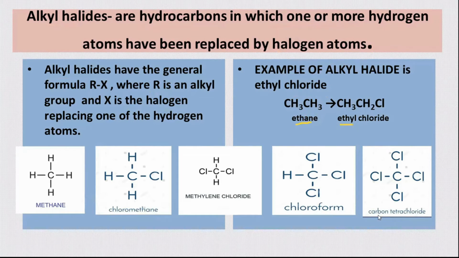So we have carbon tetrachloride and chloroform. These two are the simplest common alkyl halides. Chloroform was used as a medical anesthetic before, but it has now been found to be carcinogenic. Carbon tetrachloride has also been used in fire extinguishers, fabric cleaners, and as a solvent, but is now known to damage the liver. So that is the alkyl halides.